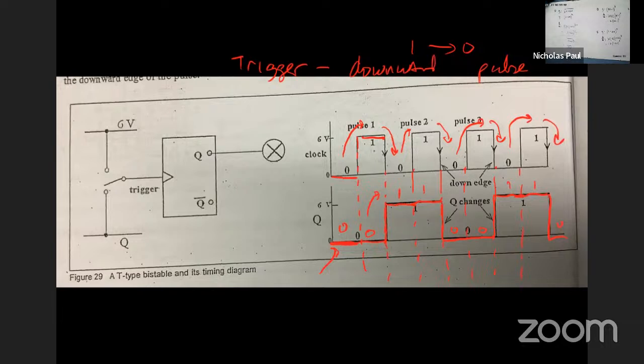And that's the way the T-type works. The trigger is not always a downward pulse, it could be an upward pulse. The question will tell you. So based on the input, it will trigger the output to change. Are you okay with that?